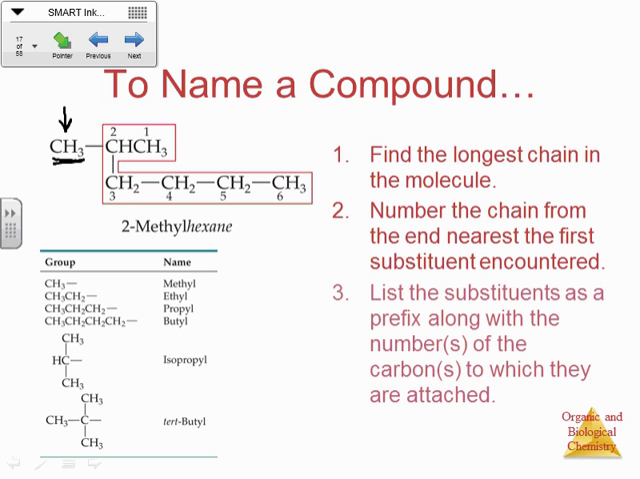Then I'm going to list the substituent as a prefix along with the number of the carbon to which it is attached. This one's attached to carbon number 2, this CH3 right here, and according to our chart down here, CH3 is a methyl group. So we're going to call this 2-methylhexane. The hexane comes from the fact that there are 6 carbons in the longest chain, and the methyl part comes from the fact that this is CH3, a methyl group, connected to carbon number 2, so we call it 2-methylhexane.